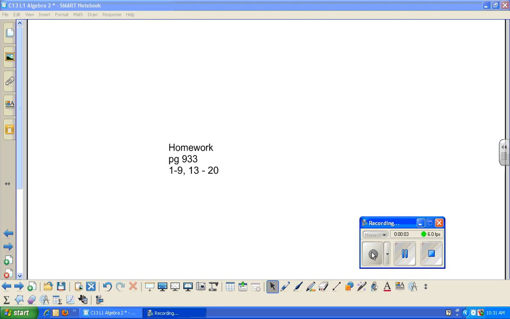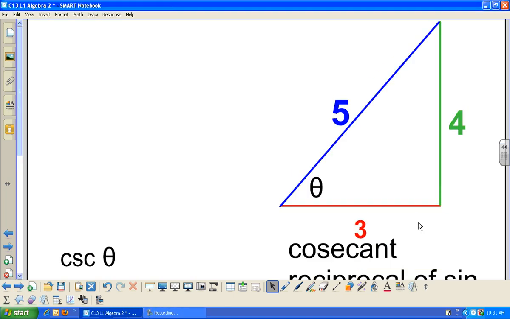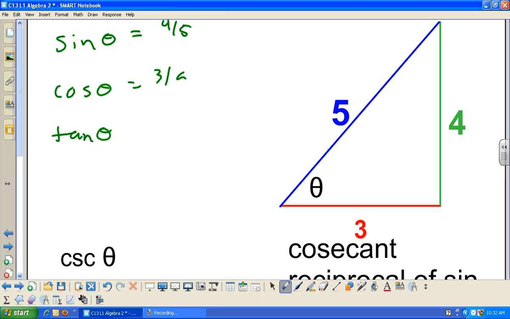The second part of Chapter 13, Lesson 1. We did this in the first part of Lesson 1. If I find sine of theta, cosine theta, and tangent theta, I have 4/5, 3/5, and 4/3. Now there's three other trig functions that we have.